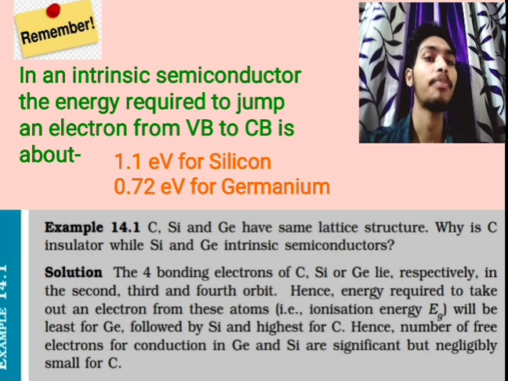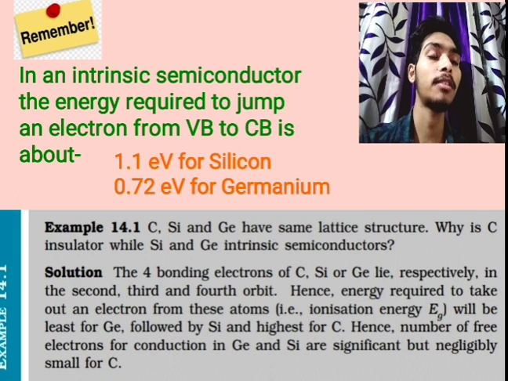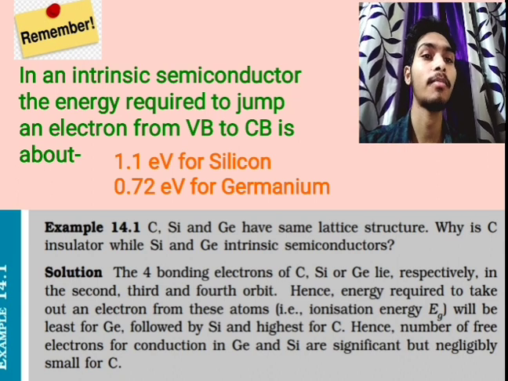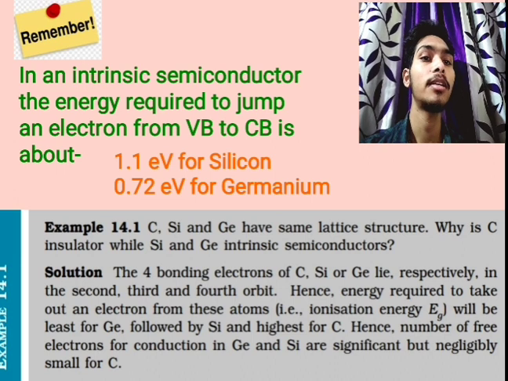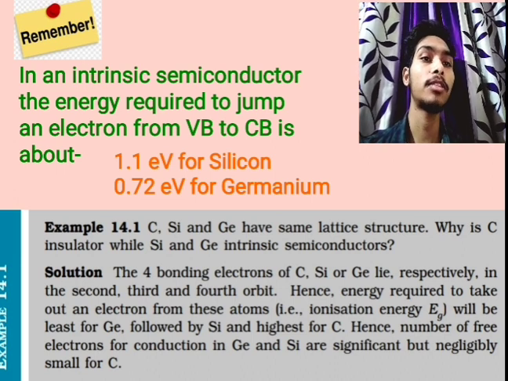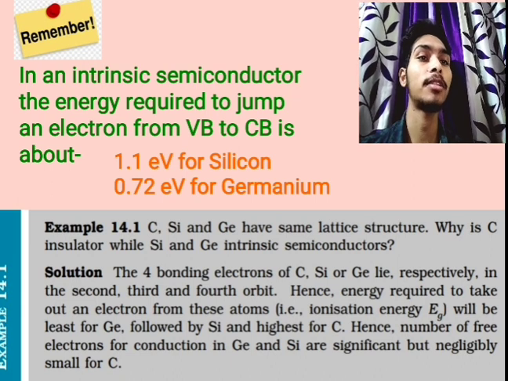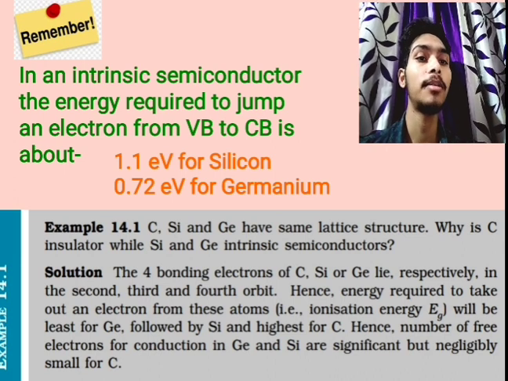First, what is given: the four bonding electrons of carbon, silicon and germanium lie respectively in the second, third and fourth orbit. You will understand this after writing the electronic configuration. So the energy required to take an electron out, which is ionization energy, is highest for carbon, then for silicon, and the minimum is required for germanium. So germanium will easily act as a semiconductor, silicon if we try harder it becomes one, but for carbon it is very hard. That's why carbon acts as an insulator.